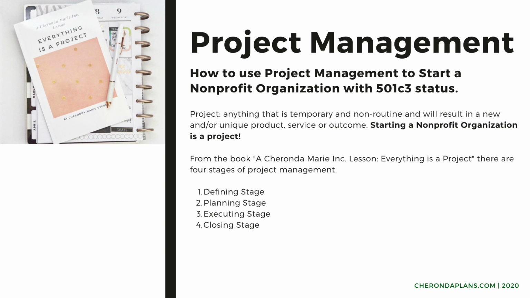Starting a nonprofit organization with 501c3 status is a project, and the best way to find success doing that is using project management. We're going to take our 6 key points, our 6-point checklist, and apply it to project management, add in some other things, and we're going to use this as our source and our guide to obtain 501c3 status.